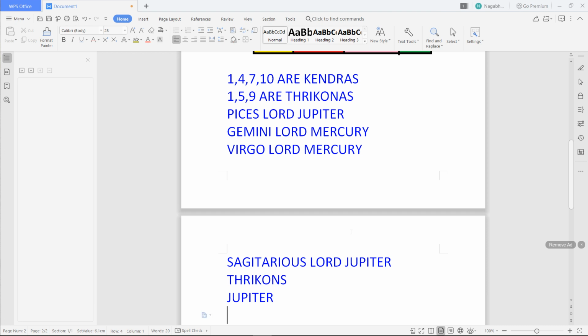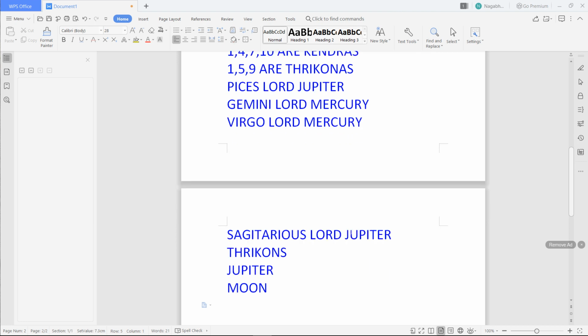Jupiter. Next is Moon, and the ninth house is Mars. Why? Because you see, Jupiter is the lord of Pisces, the Moon is the lord of Cancer, and Mars is the lord of Scorpio. These are the thrikona houses and the lords.